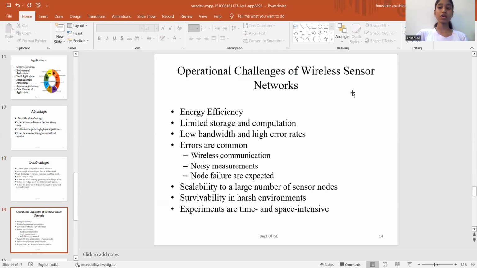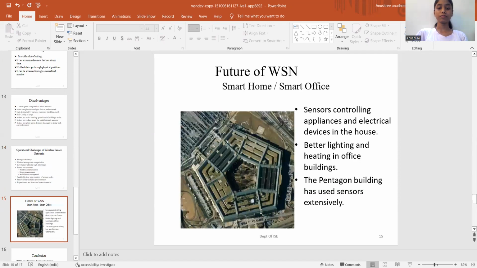Operational challenges of wireless sensor networks: energy efficiency, limited storage and computation, low bandwidth, and high error rates. Errors are common: wireless communication errors, noisy measurements, and node failure are expected. Scalability to a large number of sensor nodes, survivability in harsh environments. Experiments are time and space extensive.